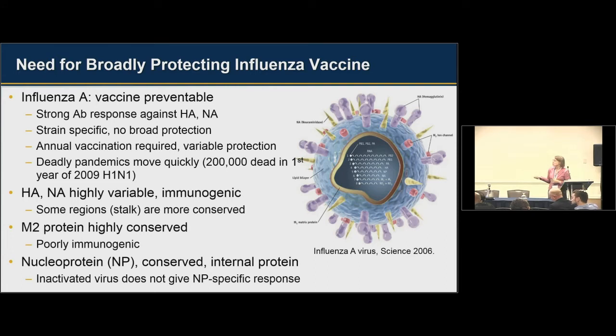The M2e ion channel, the red one, is also a highly conserved protein. So it changes very little across many strains. Unfortunately, it's very poorly immunogenic. So while it might be a good antigen target, the immune response to it is very weak.